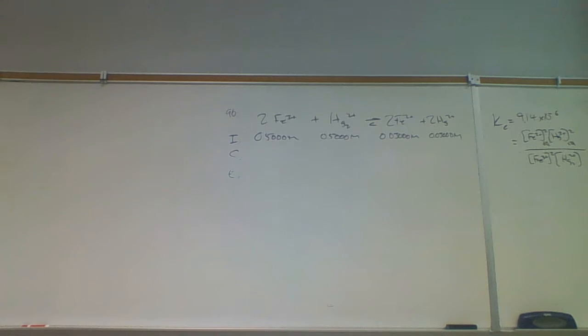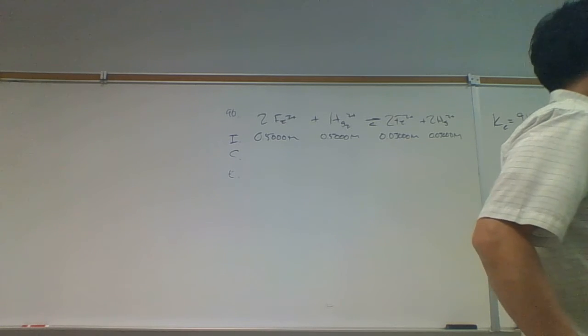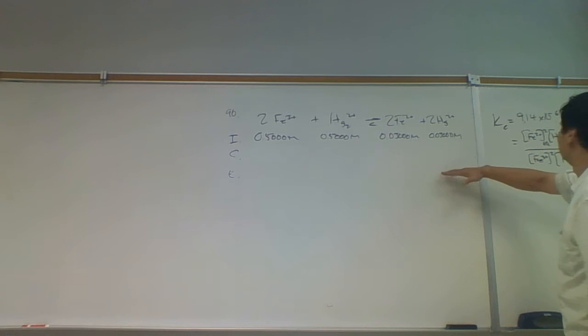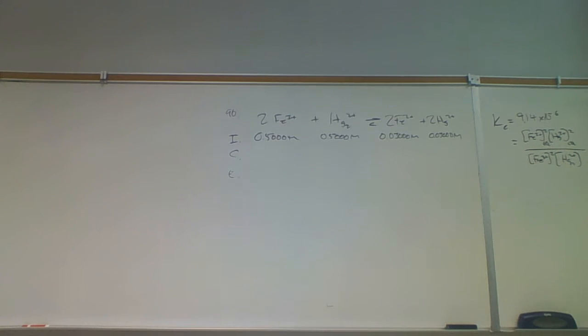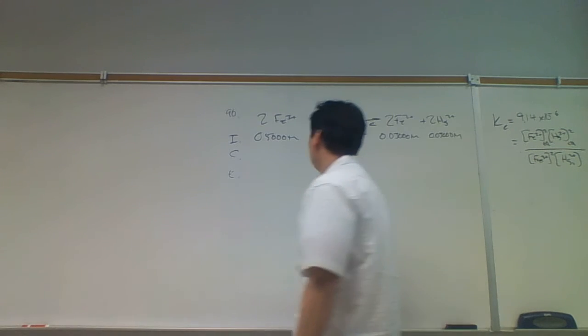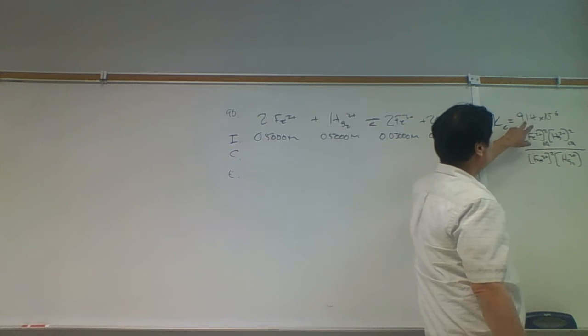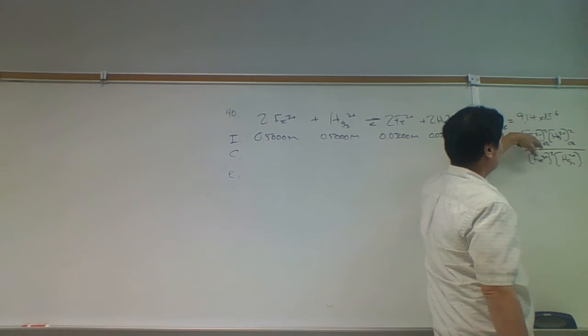It's called direction of chemical change. Direction and extent. Extent of chemical change is figuring out the ICE table, how much it changed. The direction we need to figure out. The direction is this: I look at this ratio, and this ratio looks like 1 to a million.